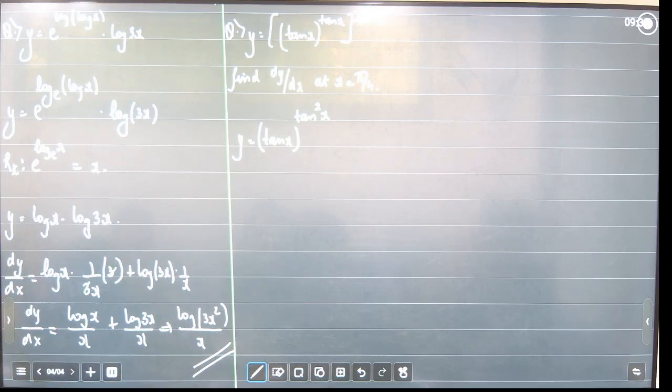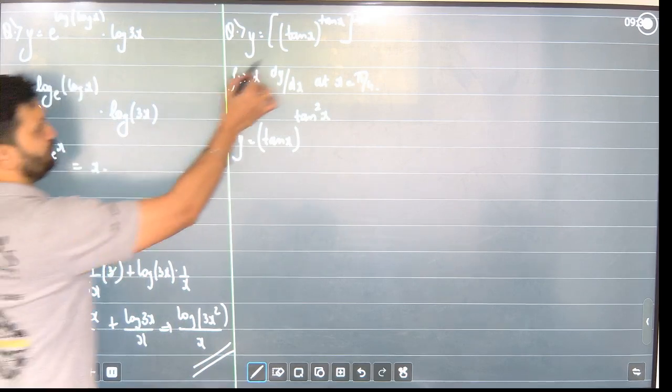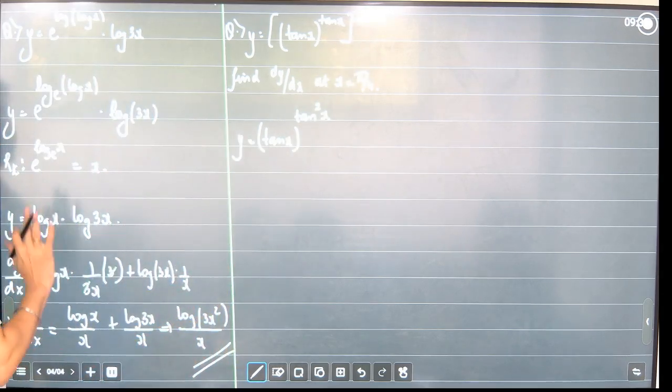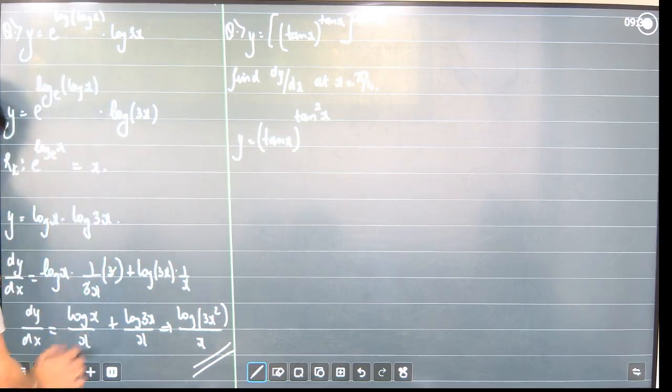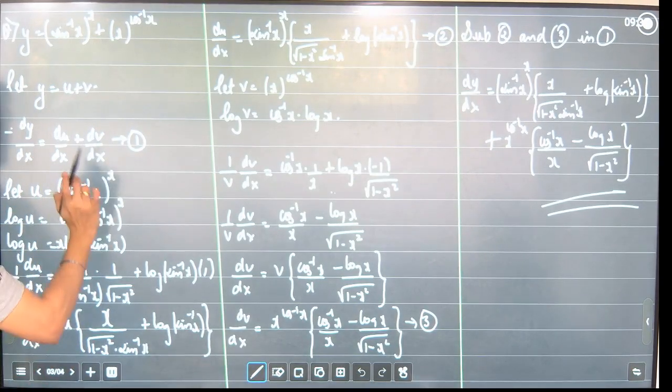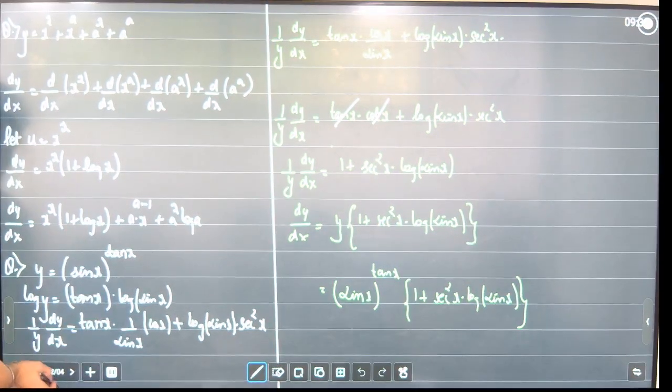Now it's become easy. When you have this kind of sum, we have the luxury of multiplying it. So it becomes tan x raised to tan square x. Now it becomes an ordinary sum, basically a single term like this: sin x raised to tan x.